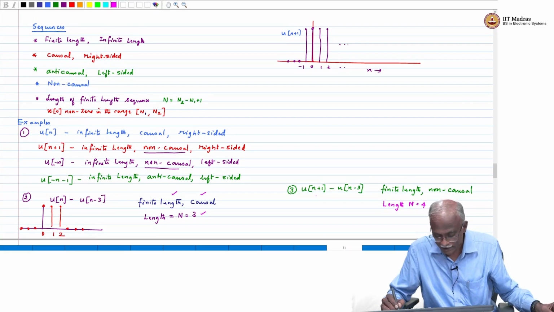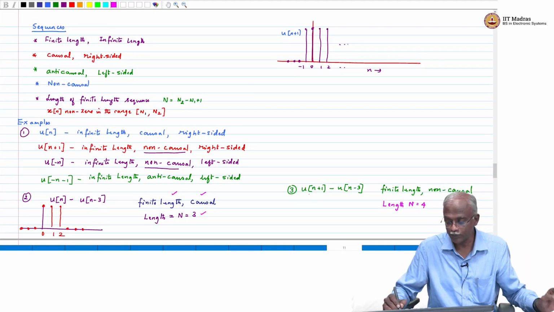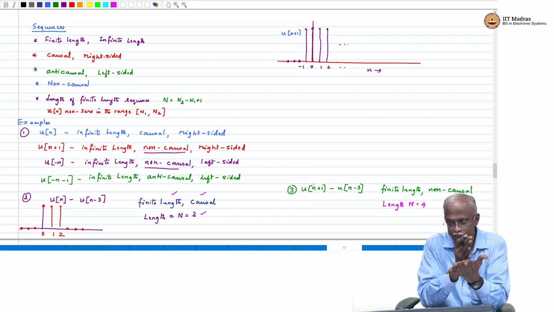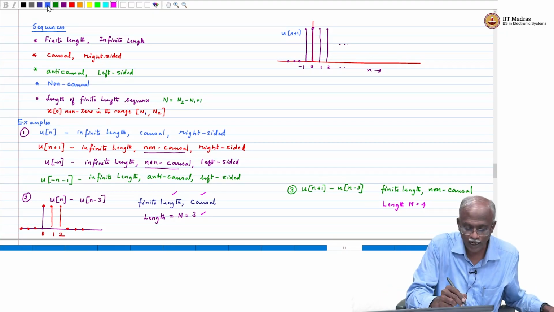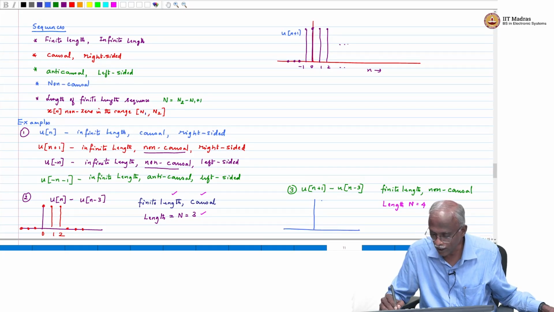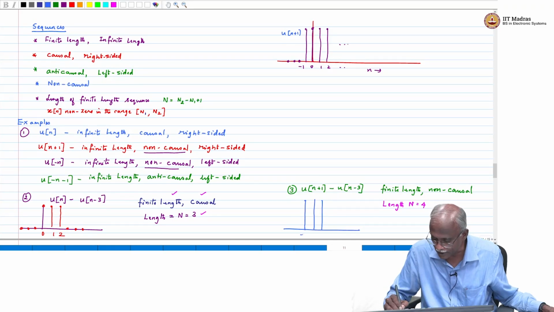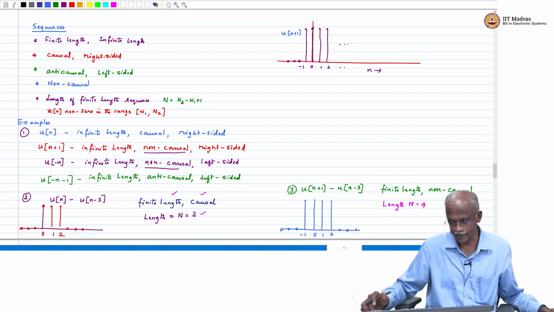Okay. Now, by the same token, I would also like you to think about what is the sequence that will be given by U of n plus 1 minus U of n minus 3. So the answer for this would be a sequence which will look like this. You will have a sample at -1, which is present and has the height equal to 1, 0, 1 and 2. After that, all the samples will be 0 valued samples. So this is what we will get, and this has a sequence length n equal to 4.